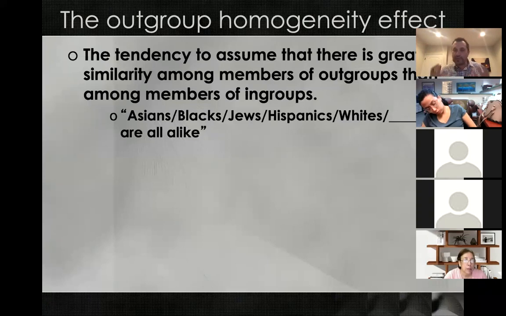Now, we don't usually think of it that way because we tend to think in terms of our own groups, and it's the outgroups that all seem similar to us. But she's displaying the same effect that we tend to display for outgroup people as well, this outgroup homogeneity effect.